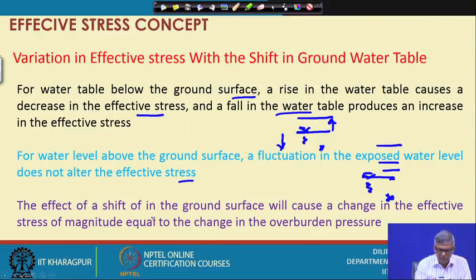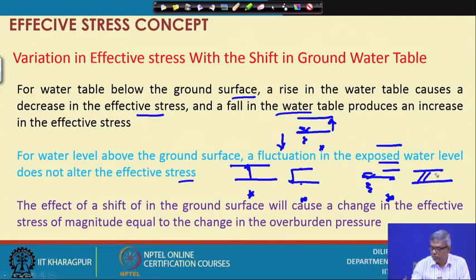And a shift in the ground surface will cause a change in effective stress. Suppose the ground was here today, and because of deposition the ground level is now here. At this point effective stress will definitely increase. And suppose the ground level was here and because of erosion it came down, then at the same point the effective stress will decrease. The change in ground surface will cause a change in effective stress of magnitude equal to the change in the overburden pressure. So, if this is the layer, you have to calculate this much overburden, and that much pressure will change. That is the thing you have to remember.